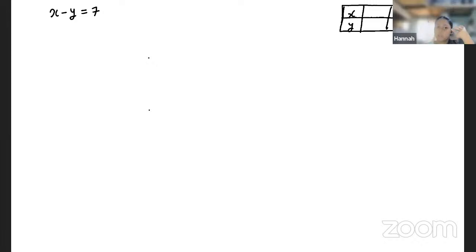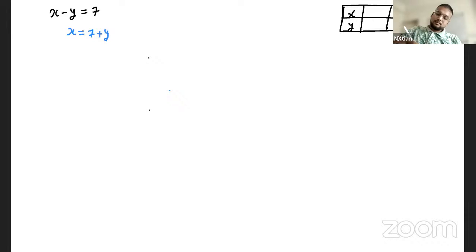We get x equals to 7 plus y. Yeah, you send minus y to the other side, it becomes plus y. Very good. Then you have to guess values for y. Yeah, so you tell me.